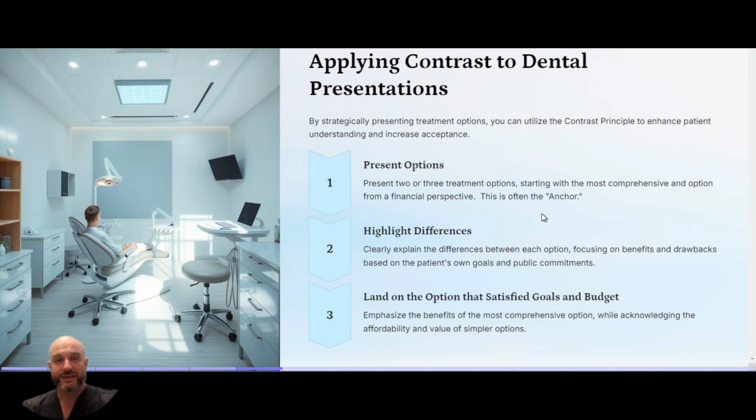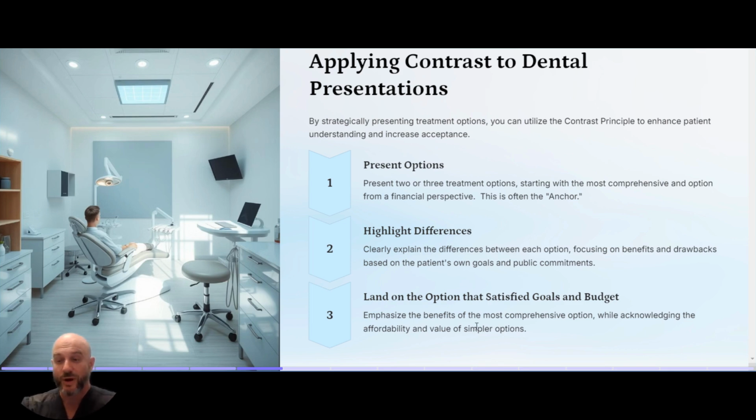A public commitment is simply something that a patient has stated that is a belief of theirs. What's a common one? I don't want implants. Sure. For whatever reason, their cousin or their sister or their brother had an implant, or they saw it on the news that they are the devil and they don't work and they're very expensive.